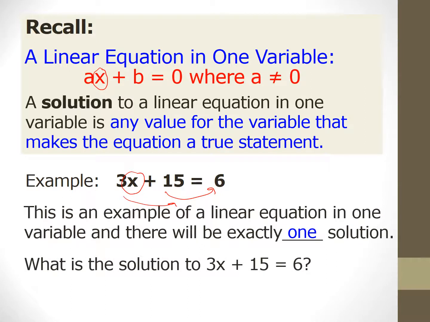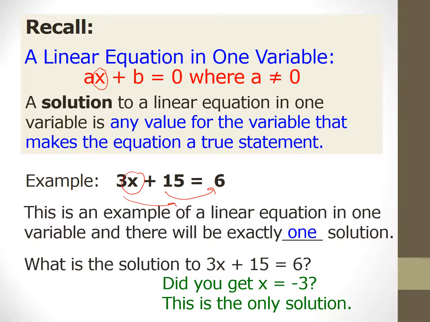See what you get. I know when I worked it out, I got a solution of -3. Is that what you got? Because 3 times -3 is -9, plus 15. -9 plus 15 is 6.